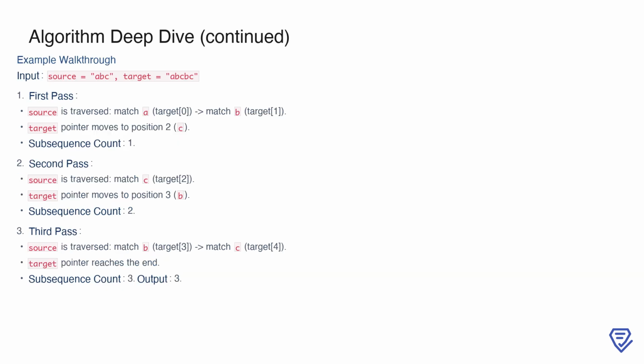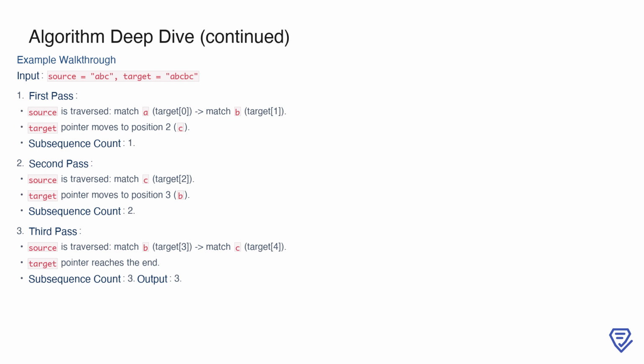Let's walk through an example where source is ABC and target is ABCBK. In the first pass through source, the characters A and B in source match the first two characters of target, so the target pointer moves to position 2, pointing to C. At this point, we've completed one pass, so the subsequence count is 1. In the second pass, the character C in source matches the next character in target, so the pointer moves to position 3, pointing to B.